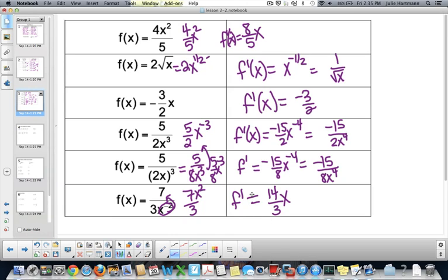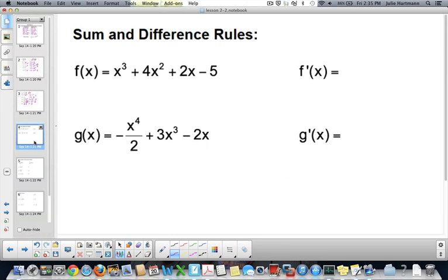Okay. Now the next one, this is one with sum and difference rules. Basically, do the derivative, add the derivative, add the derivative, minus the derivative. Okay, so you just do each one separately. So f prime, x cubed is 3x squared. 4x squared, the derivative is 8x. 2x, the derivative is 2. And 5, the derivative is 0. So 3x squared plus 8x plus 2.